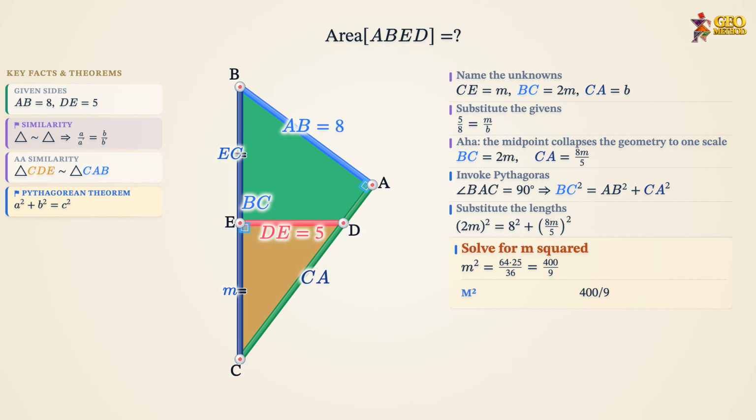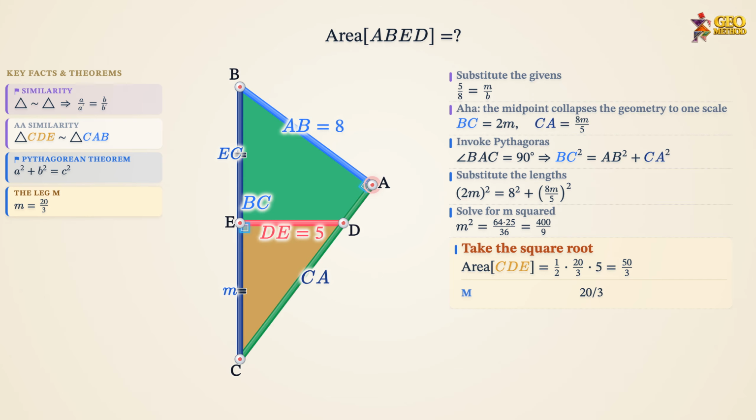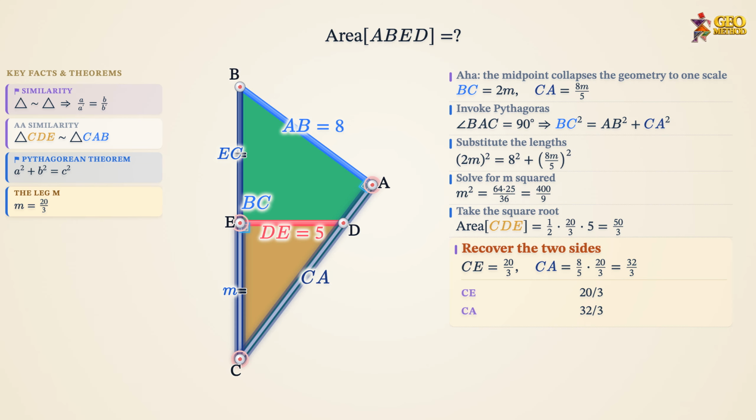Multiply both sides by 25 over 36 to free M squared. 64 times 25 is 1600 over 36, which reduces to 400 over 9. So M squared is 400 over 9. Take the positive square root, since M is a length. The square root of 400 is 20, and the square root of 9 is 3, so M equals 20 over 3. So segment CE equals 20 over 3, and the leg segment CA, which we found was 8/5 of M, becomes 8/5 times 20 over 3, which is 32 over 3.